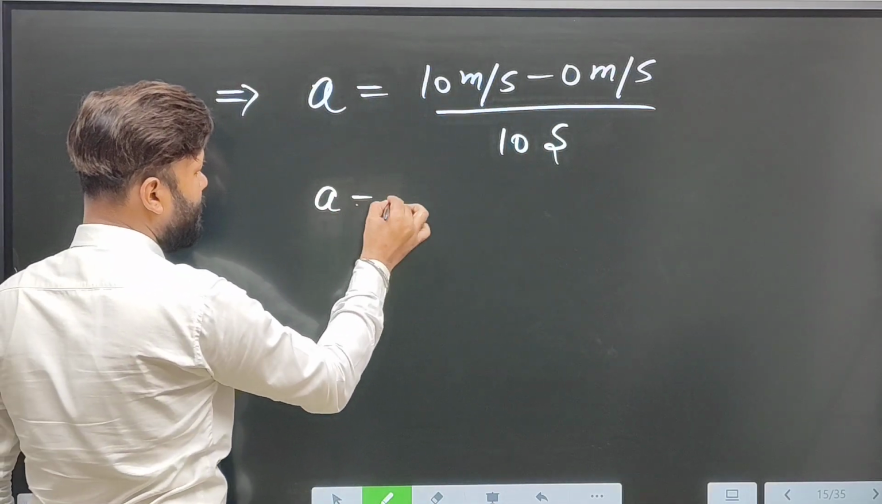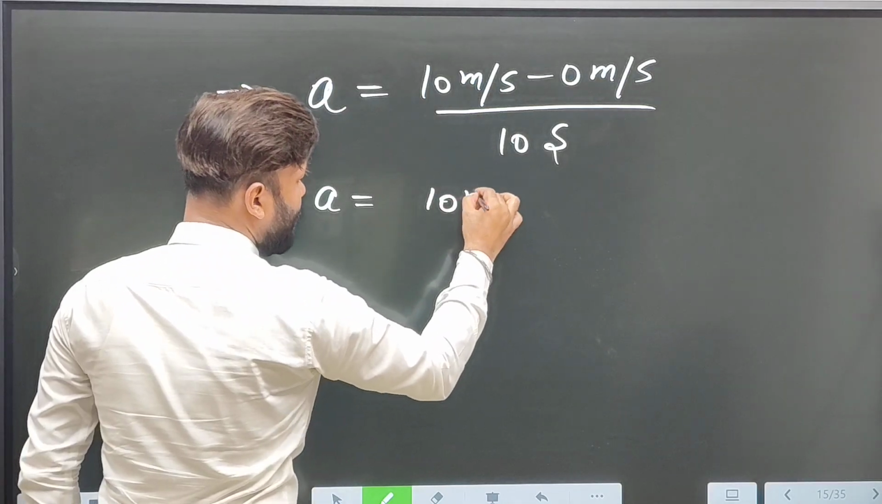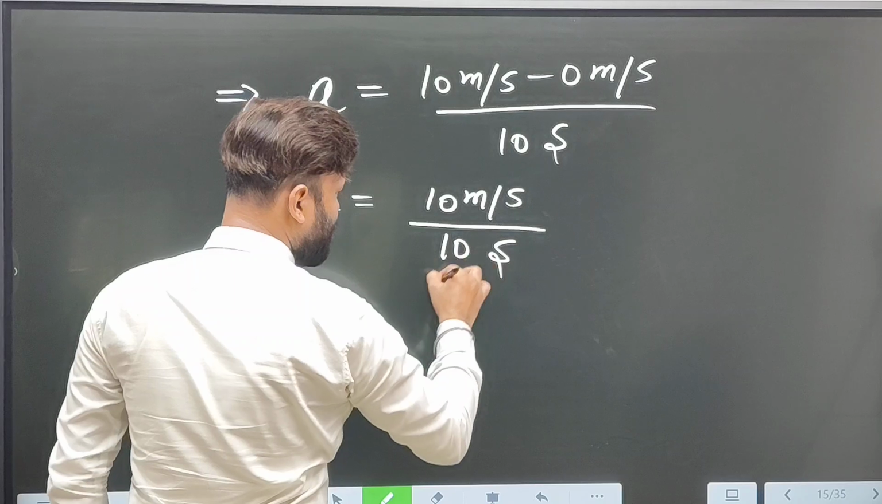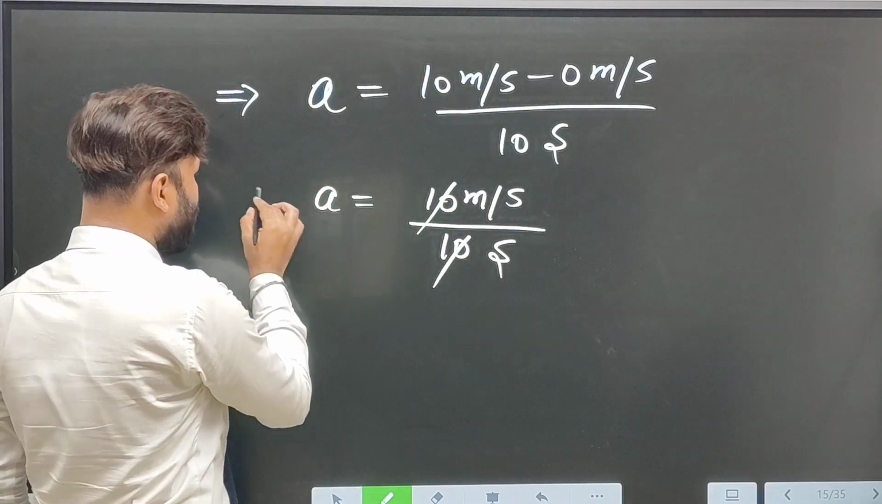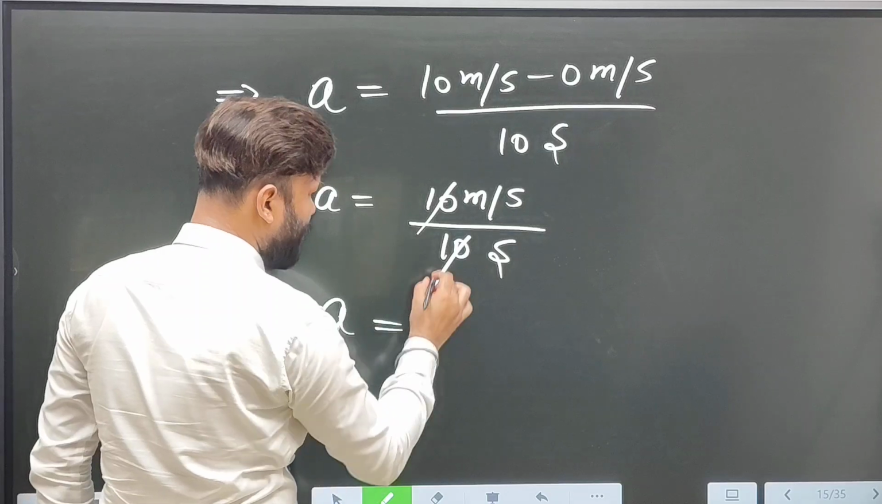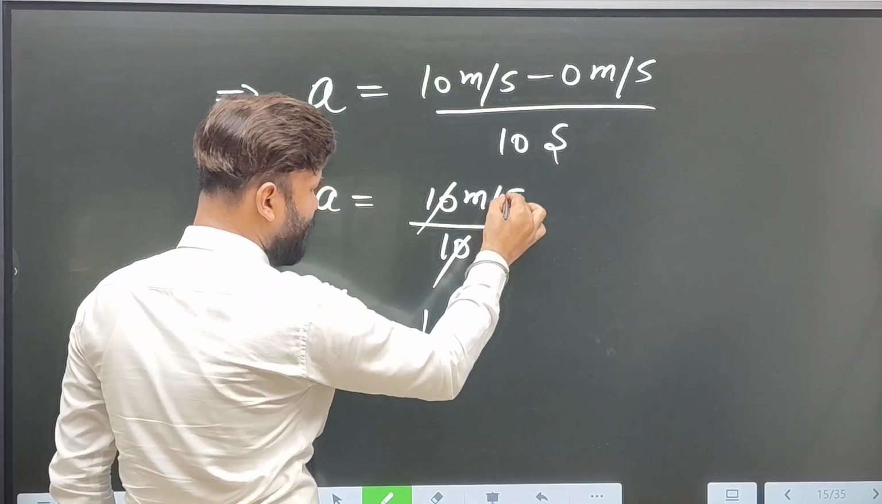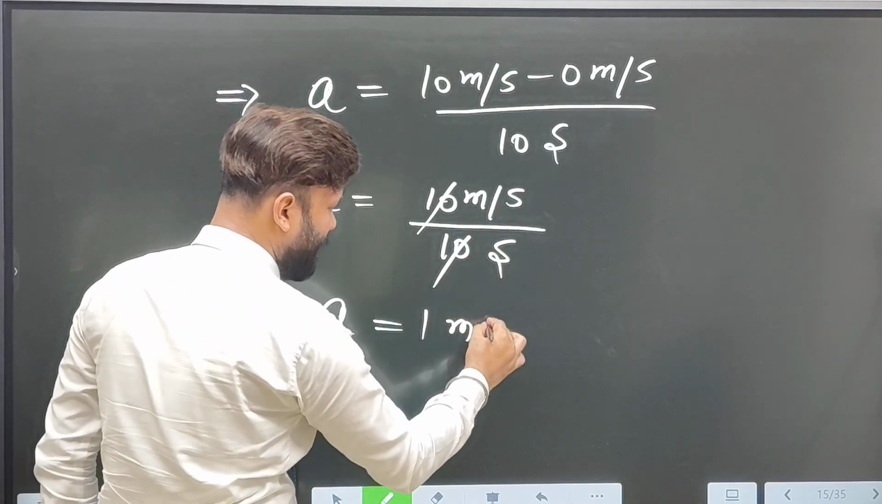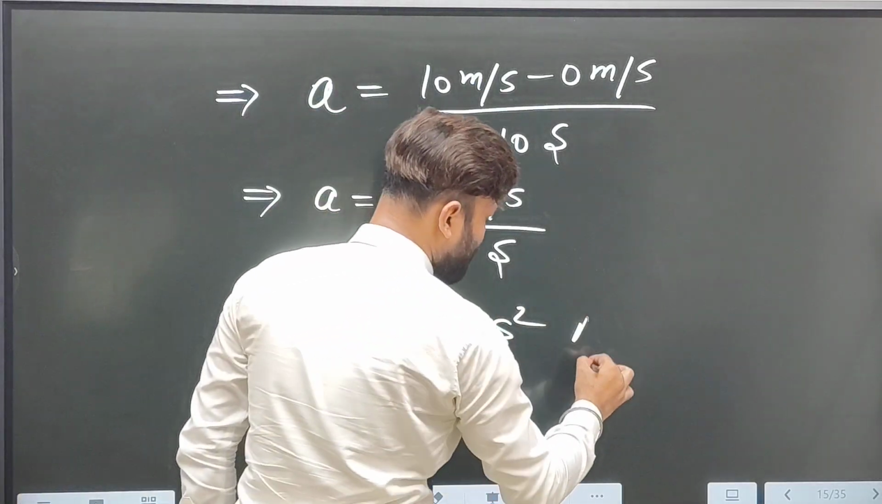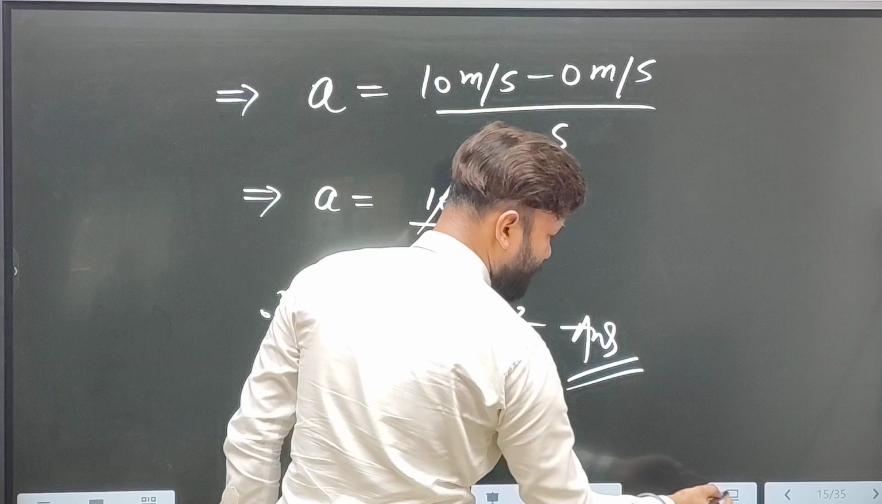So a is 10 meter per second minus 0, divided by 10 second. 0 and 0 cancel, 10 and 10 cancel. So it is 1 meter. This second will come in denominator, so second and second multiply, second square. So this is the acceleration, students. Okay.